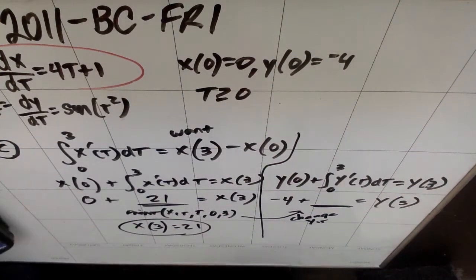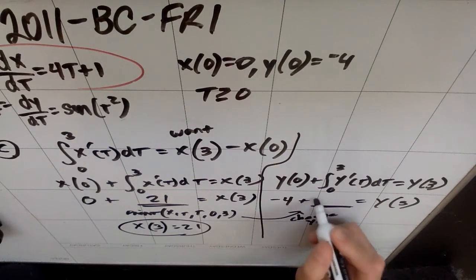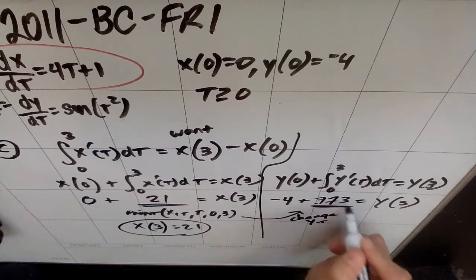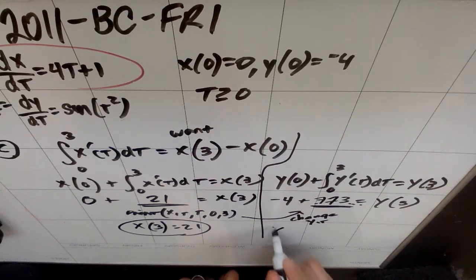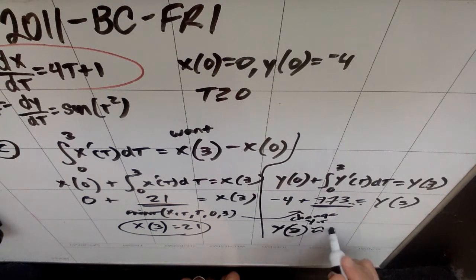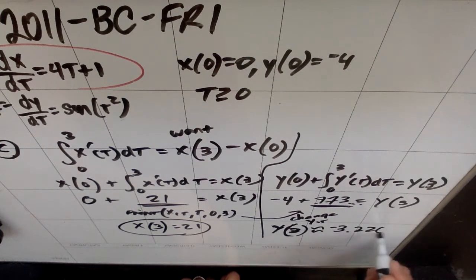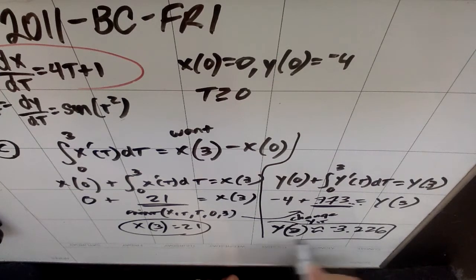And I'm going to get that it's a -3.226. So this was like a 0.773 blah blah blah, but I don't really care because what I care about is that y of 3, sorry, my handwriting is tragic, is approximately -3.226. So that's what they need for the position. They need x of 3 and y of 3, and now you have it.